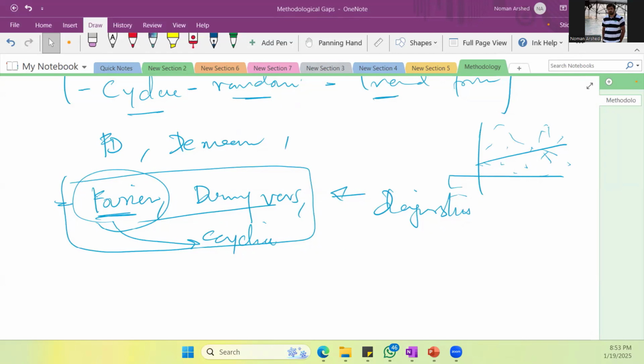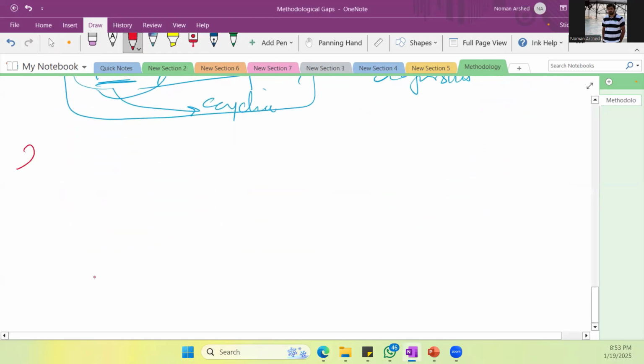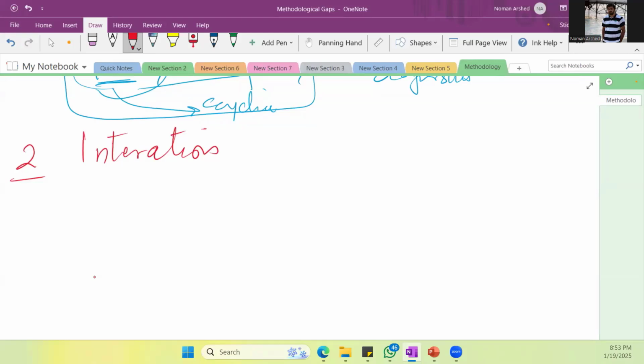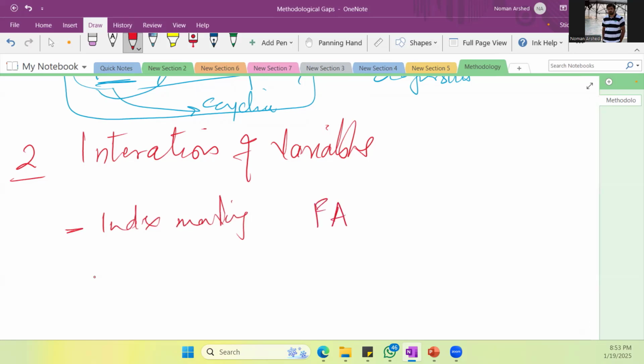The second point that I usually pick up is the interaction of variables, how variables interact with each other. It includes index making, meaning you have more than two variables of similar type. You use factor analysis to make an index. So that is making a new variable. Another can be mediator variables.